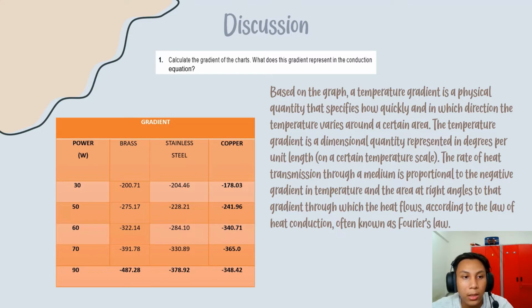physical quantity that specifies how quickly and in which direction the temperature varies around a certain area. The temperature gradient is a dimensional quantity represented in degrees per unit length on a certain temperature scale. The rate of heat transmission through a medium is proportional to the negative gradient in temperature and the area at right angle to that gradient through which the heat flows, according to the law of heat conduction, often known as Fourier's law.